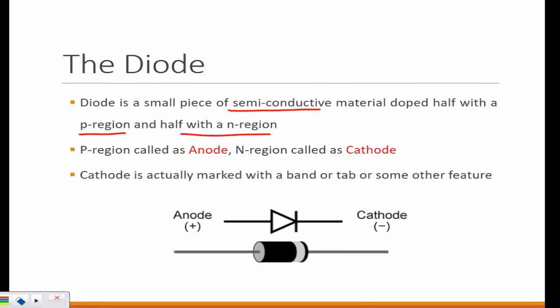But we're not going to call the terminals p-type and n-type. The diode has two terminals. They are called anode for the p region, cathode for the n region. So that's what the terminals of the diode are, anode and cathode. So again, anode is depicting the positive side of the diode. Cathode is implying the negative side of the diode.